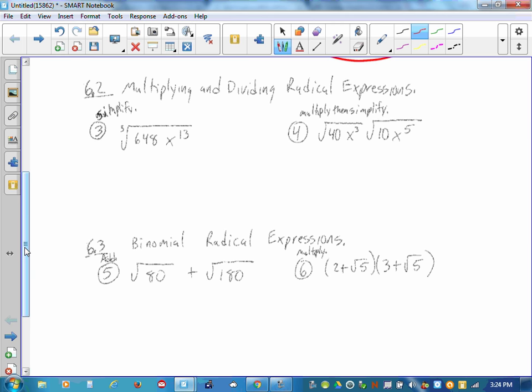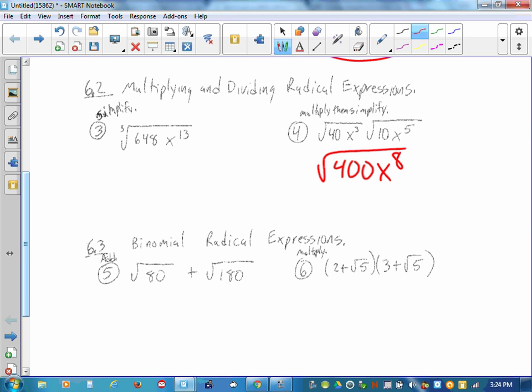Next row, this is where things don't necessarily work out perfectly. They do work out perfectly on number 4, though. If you multiply these two together, you would get 400. And then when you multiply like bases, you add the exponents, you get x to the 8th.